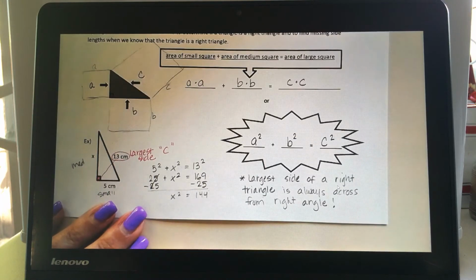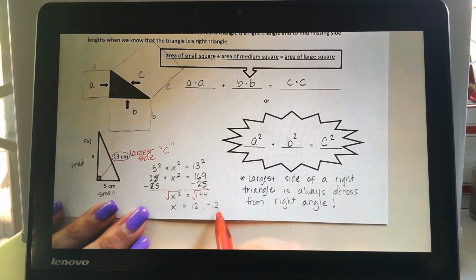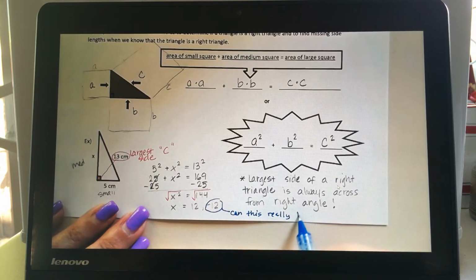So again, we're going to go ahead and square root both sides. And so that gives us the answer x is equal to 12 and negative 12. Now remember, when we take a look at solving a squared equation, we get two answers, the positive and the negative. But really what we need to do is look at this and say to ourselves, can this really be a side length?